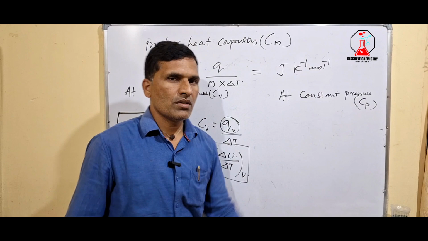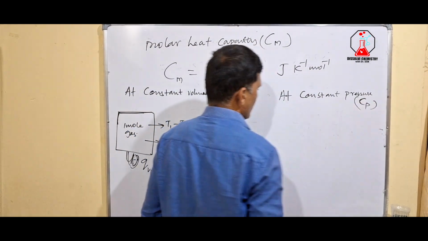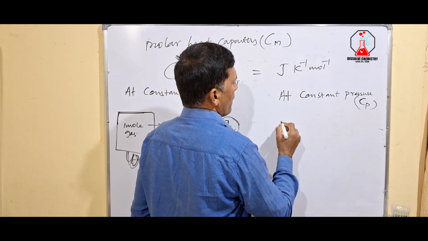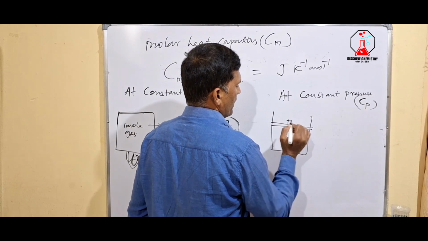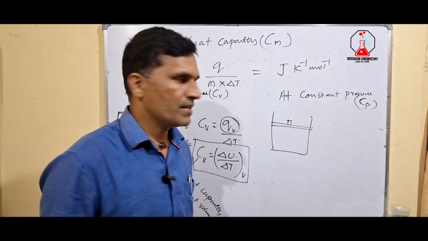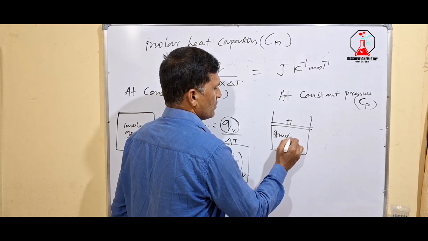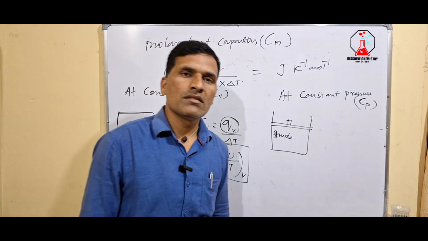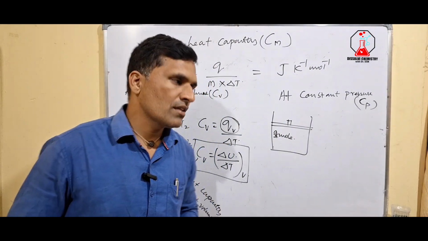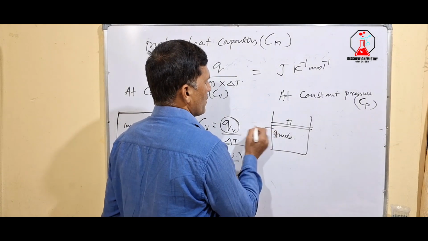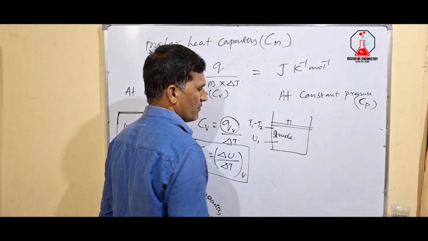Now let us talk about molar heat capacity at constant pressure. Take a system, a container containing gas, fitted with a weightless frictionless piston, and it contains 1 mole of gas. Now your volume is not confined, it is allowed to change because we have to maintain the pressure constant. Here also we are going to change from T1 to T2, and its initial internal energy will be U1.